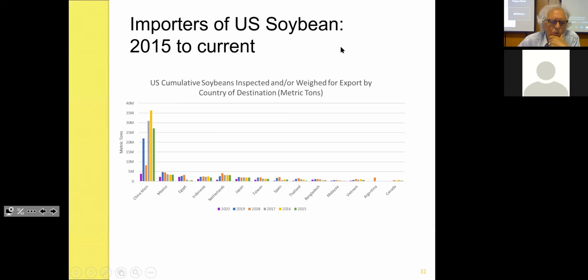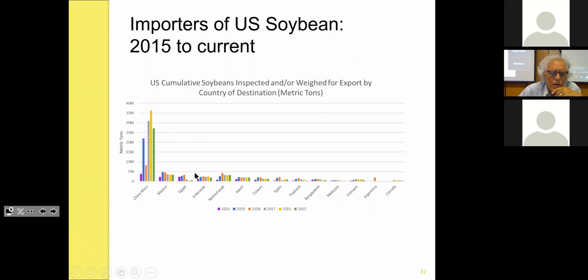Just so you know how important China is, this is exports through the end of May of this year. These different bars show the different crop years. The purple one is the most recent crop year. But if you take away China, our next biggest market is Mexico, Egypt, Indonesia, Netherlands, and others. But the other countries, in the case of soybeans, are very, very small compared to China. So losing China is a big deal.